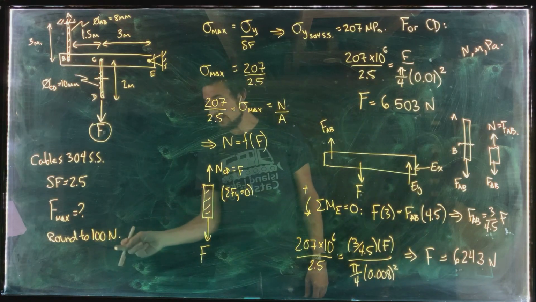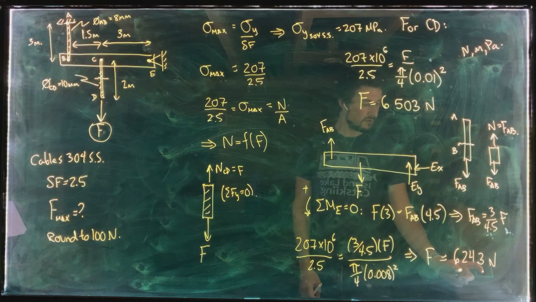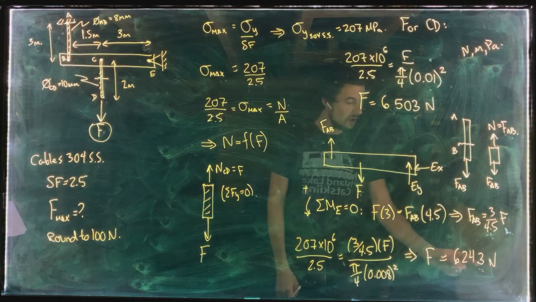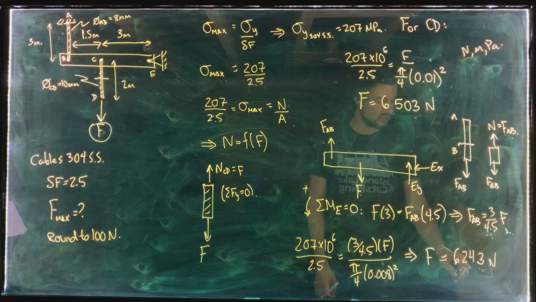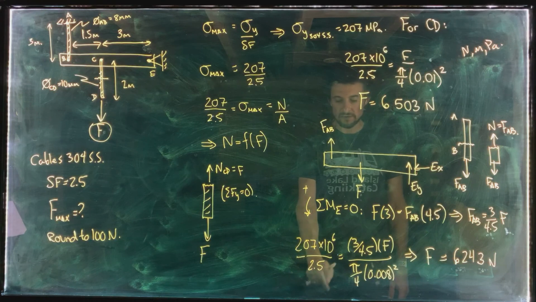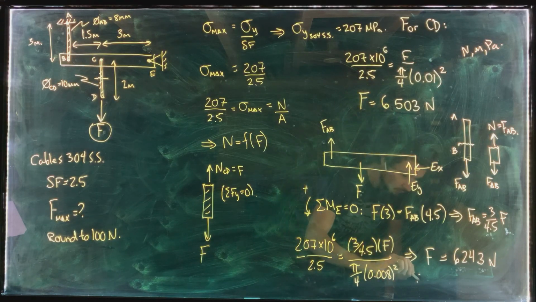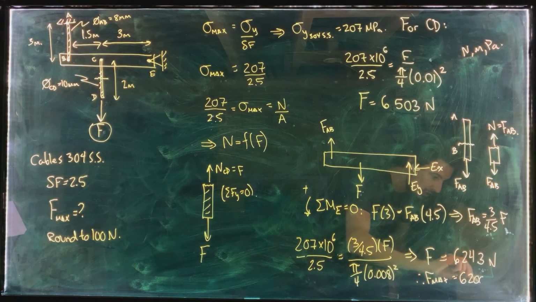Now, in terms of rounding to the nearest 100, we'd have to round this number down regardless of whether it was closer to 6,200 or 6,300, okay? Because rounding it up to 6,300, let's say it was 6,283, rounding it up to 6,300 would make our safety factor smaller than 2.5, which we're not allowed to do because that's the minimum allowable safety factor, okay? So therefore, F max is equal to 6,200 newtons or 6.2 kilonewtons.